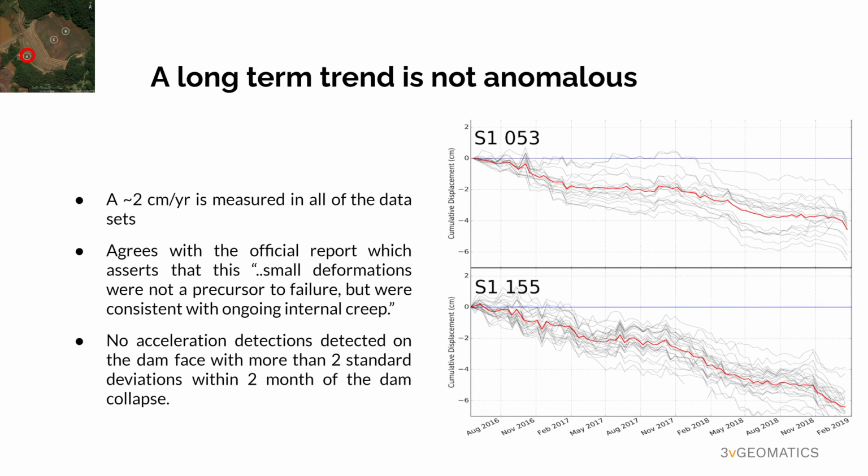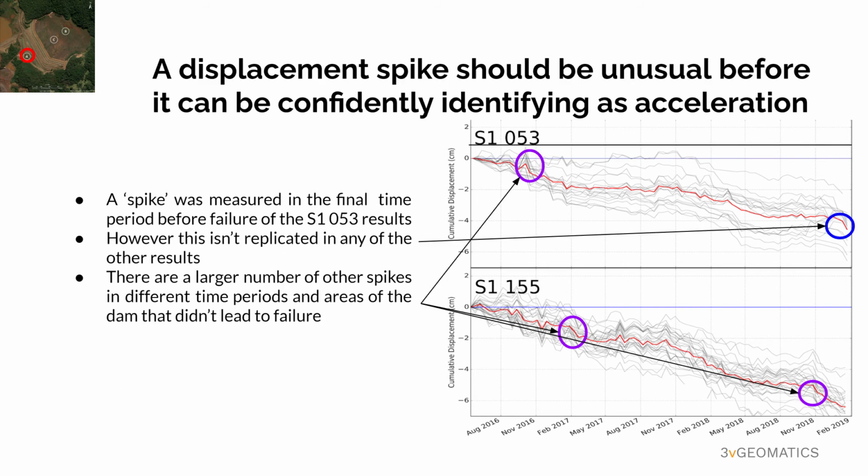We directly looked for accelerations using a tool that calculates the acceleration between portions of the time series and quantifies the significance of these accelerations. None were found on the dam face. A number of kinks at different points in the time series are highlighted. The signal at the end of the top time series does not appear to be anomalous when considered against the rest of the time series. Other kinks are also highlighted, occurring at times when the dam did not collapse.